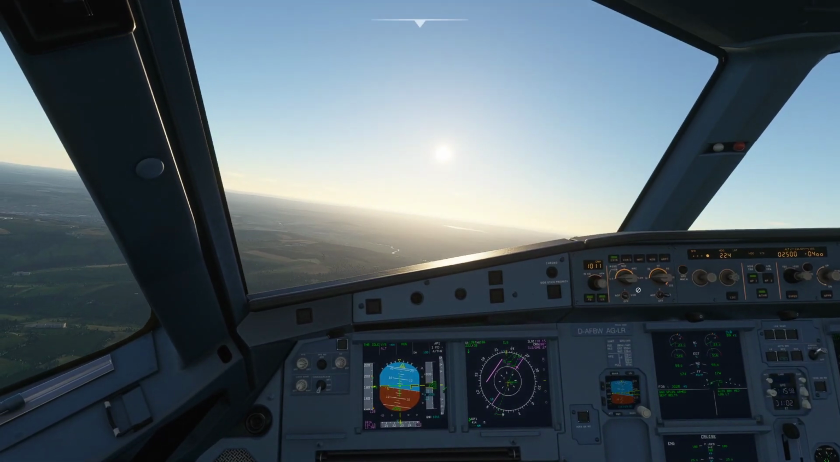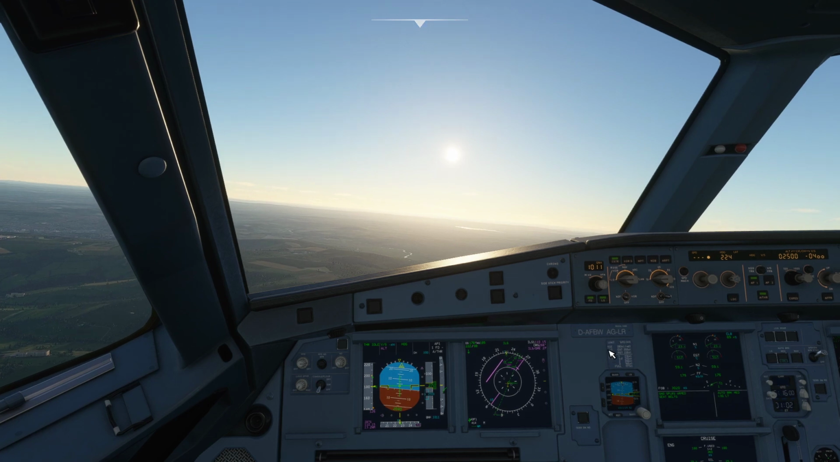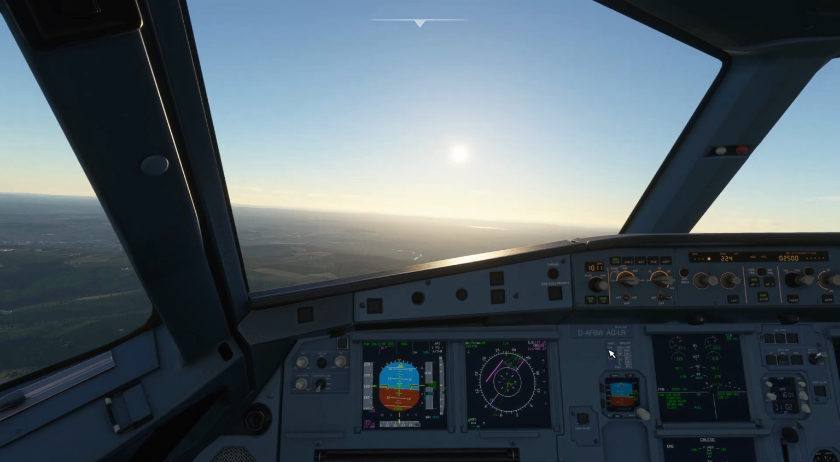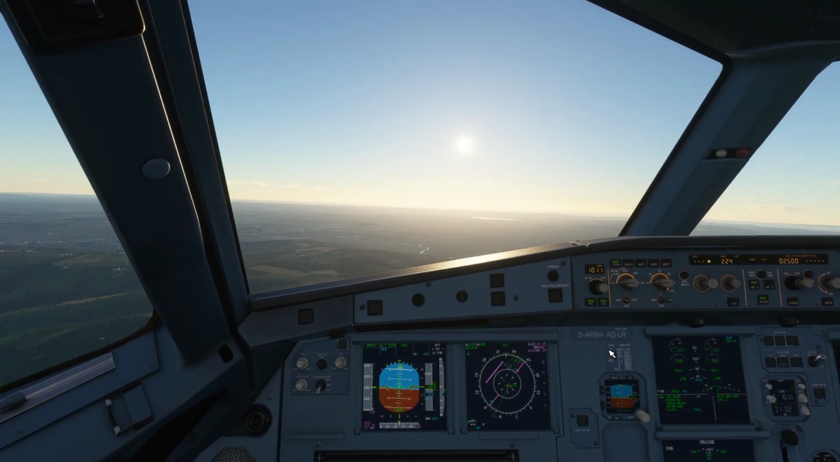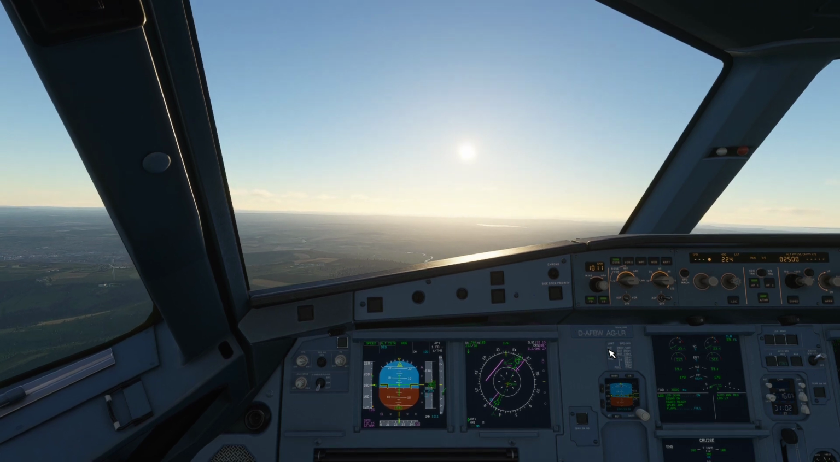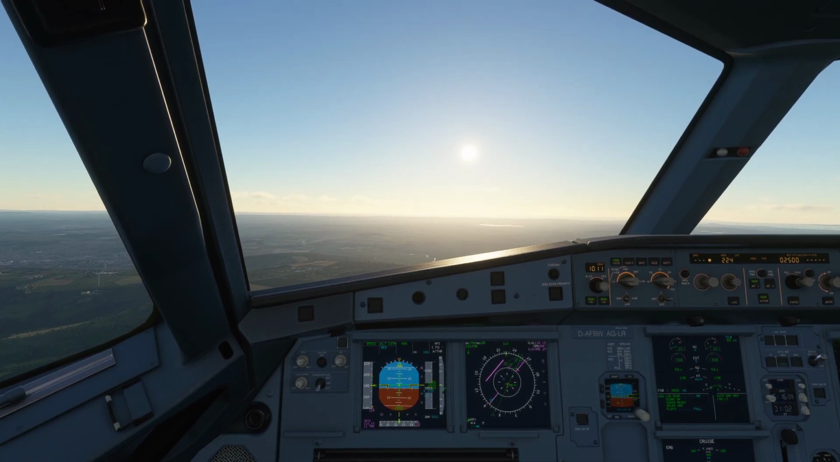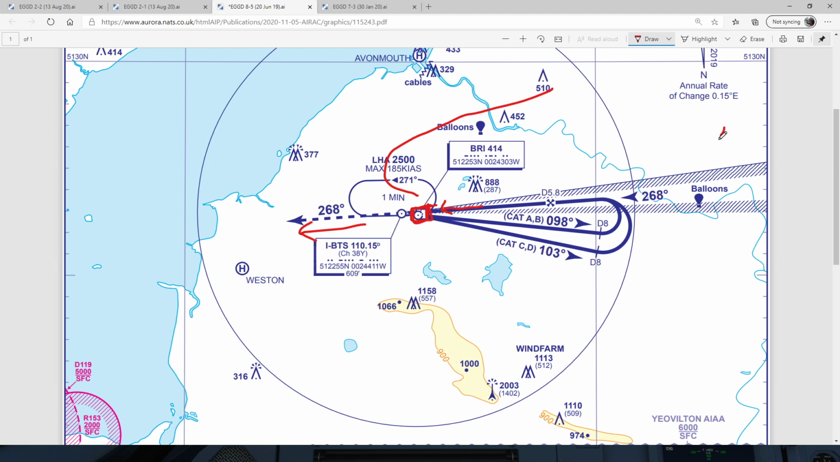And there we go, just approaching 2,500 feet now. So a quick refresh for that chart. We're now going to fly in this direction, and then we're going to intercept the ILS, and fly our approach.